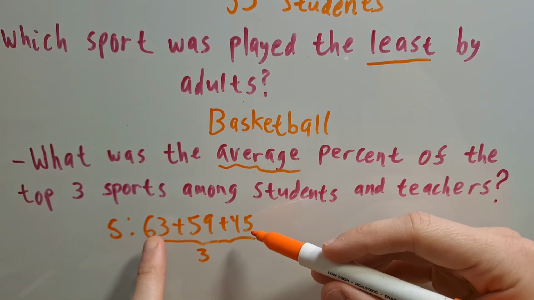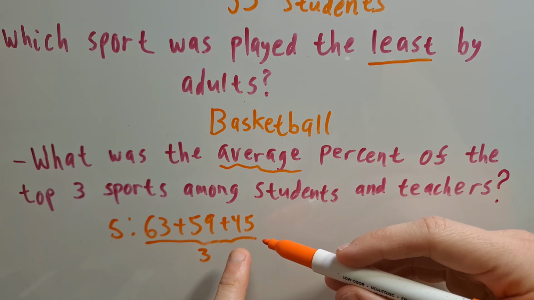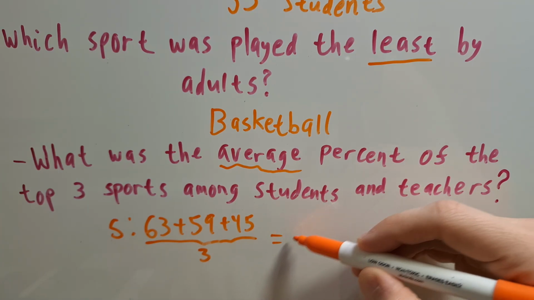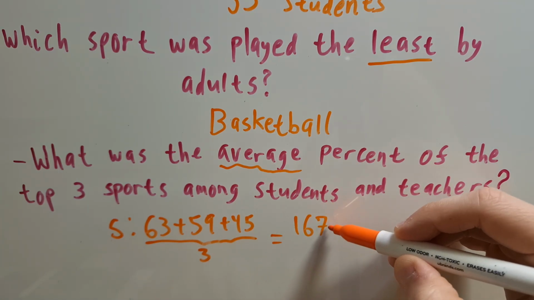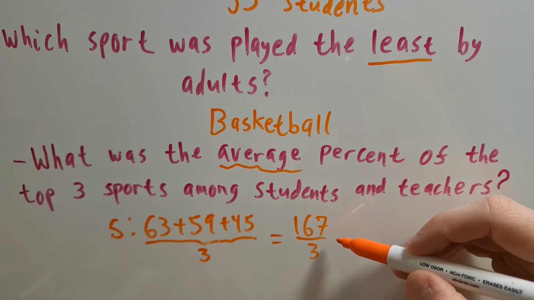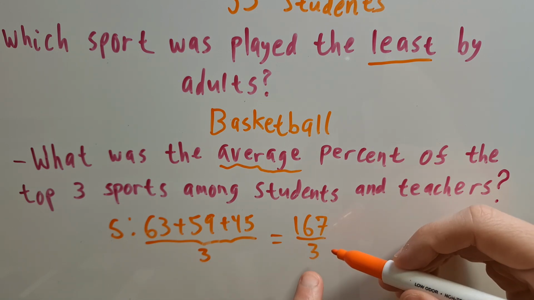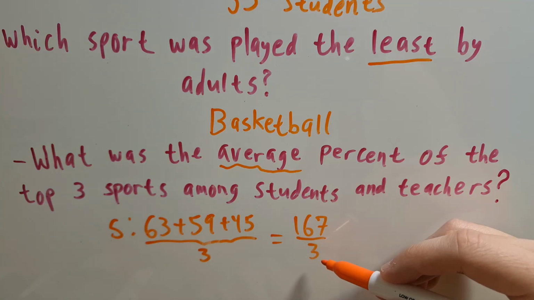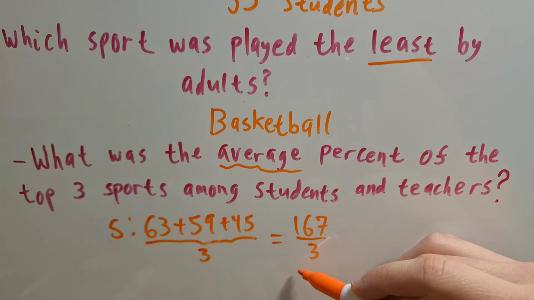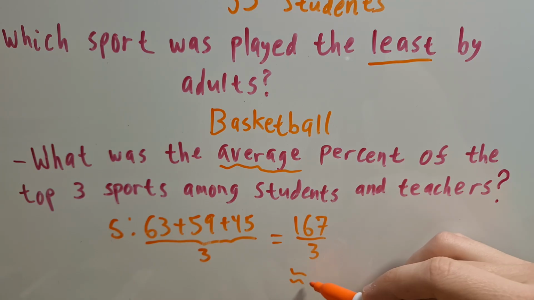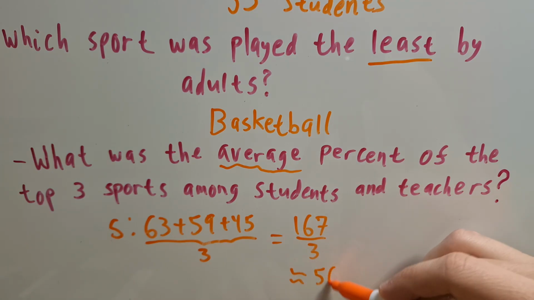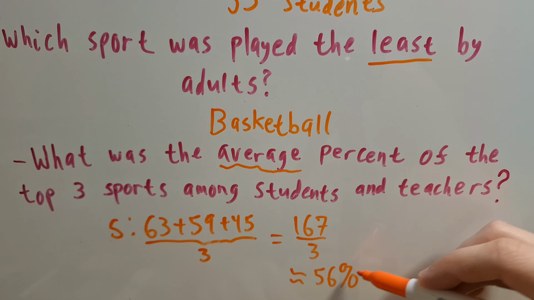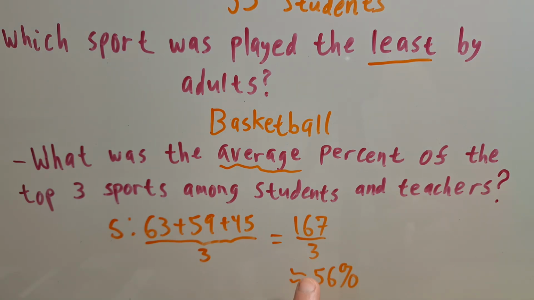This sum, 63, 59, and 45, gives you 167. And then we're dividing this by 3. When you do that, you're going to get a repeating decimal. So at this point, it's best to round to the nearest whole percent, which when you do that, you get approximately 56%. So the average percent among the top 3 sports among students was 56%, so more than half.